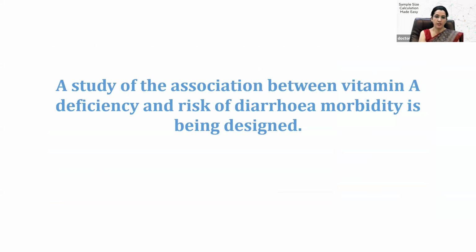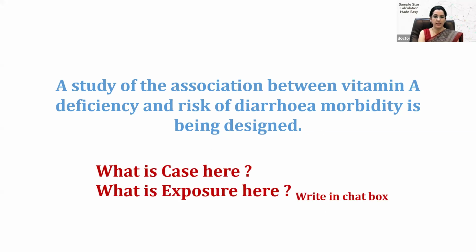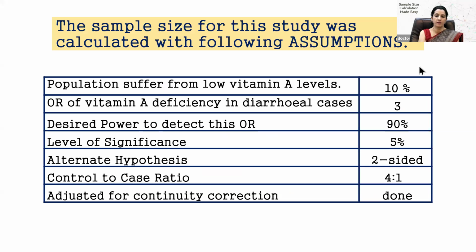Now again, there's another question. A study of association between vitamin A deficiency and risk of diarrhea morbidity. In this case, again, the cases will be your diarrhea and the risk factor or exposure will be the vitamin A deficiency. So now all of you calculate: the control population suffering from vitamin A deficiency is 10%, and the odds ratio of vitamin A deficiency in diarrheal cases is 3. You have to calculate it at 90% power. But again, the control to case ratio is 4:1.